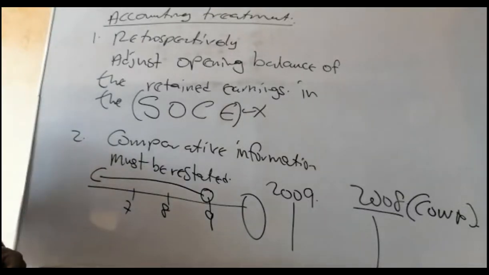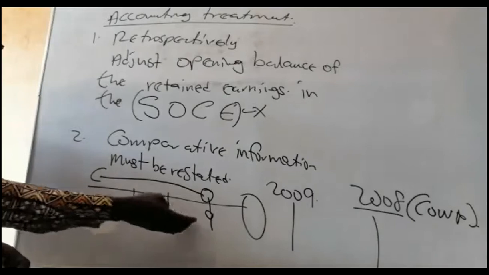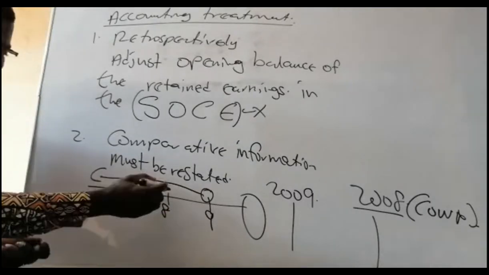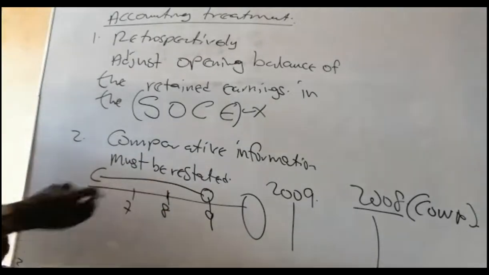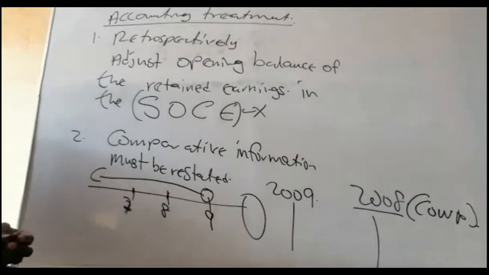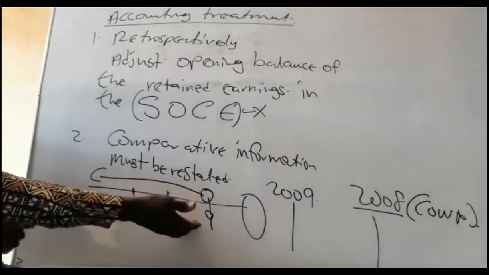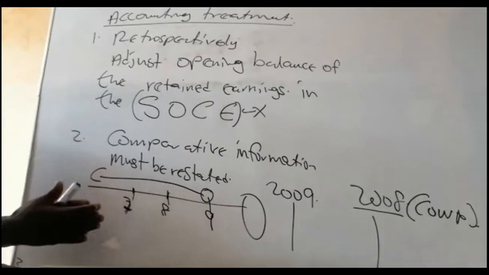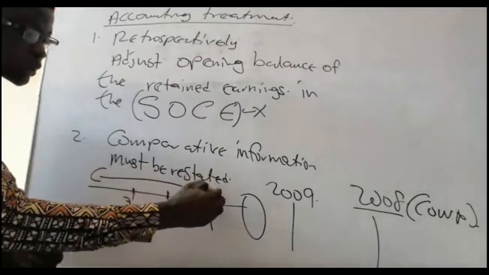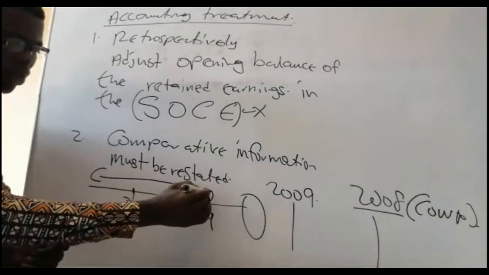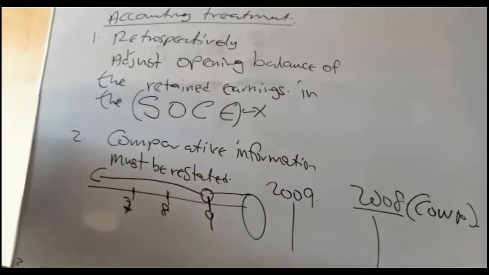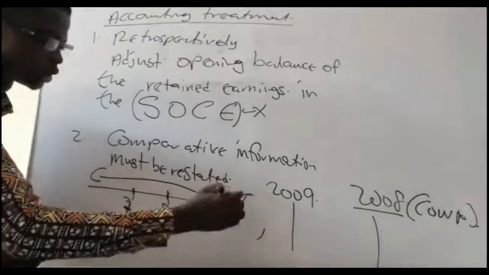Or you cannot determine the effect reasonably on the previous years. So the impact on 2008 cannot be determined, and 2007 cannot be determined. If you cannot determine the impact on the previous year, then apply it from the current period onwards.